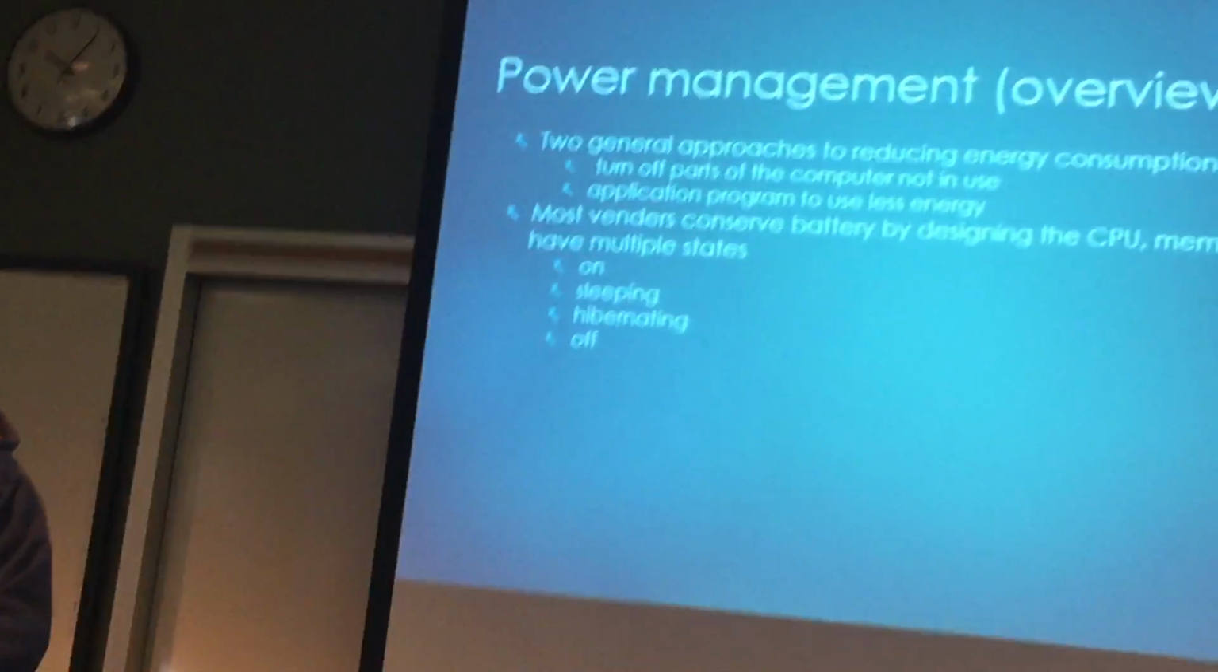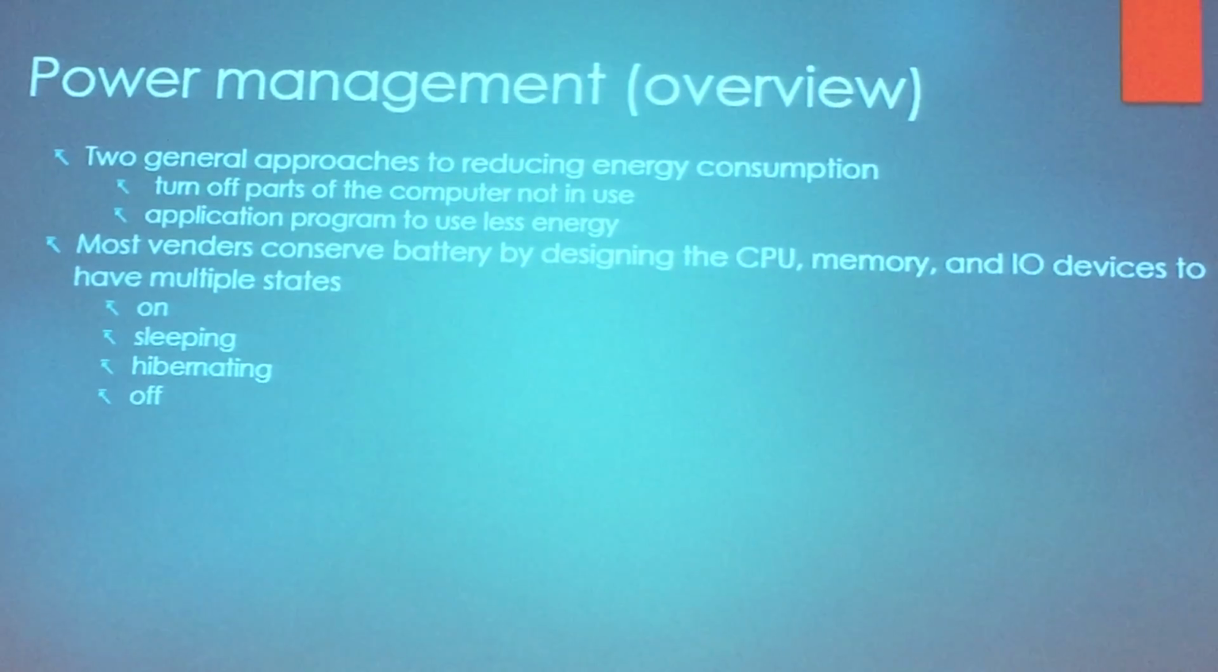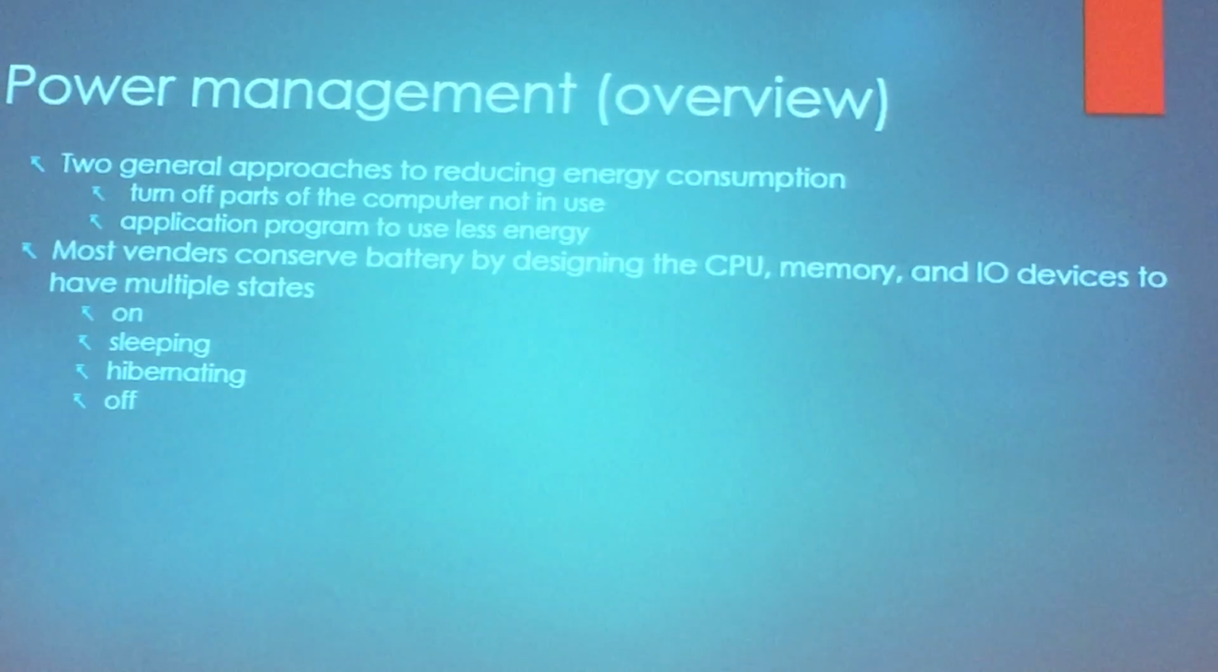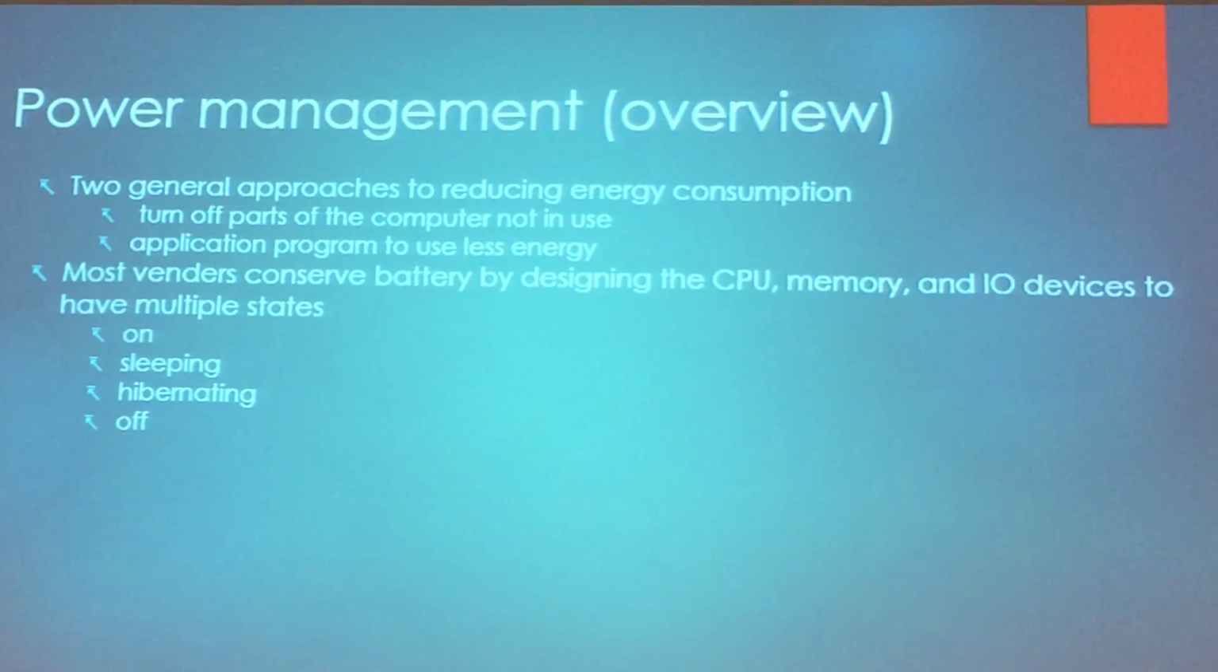I'm going to talk about power management. There are two general approaches for reducing energy consumption. One is for the operating system to turn off the parts. That's mostly for I/O devices, when they're not in use, because if the device is off, it uses little or no energy.